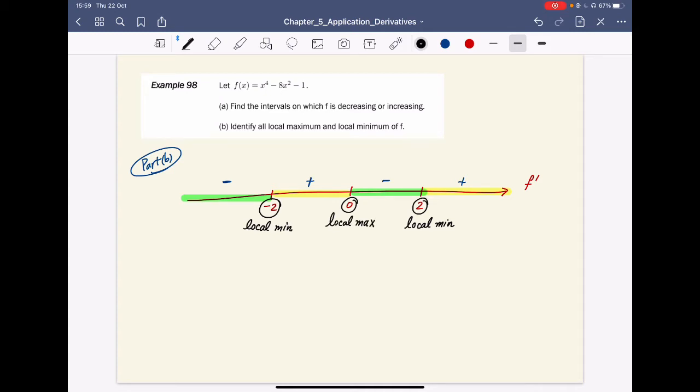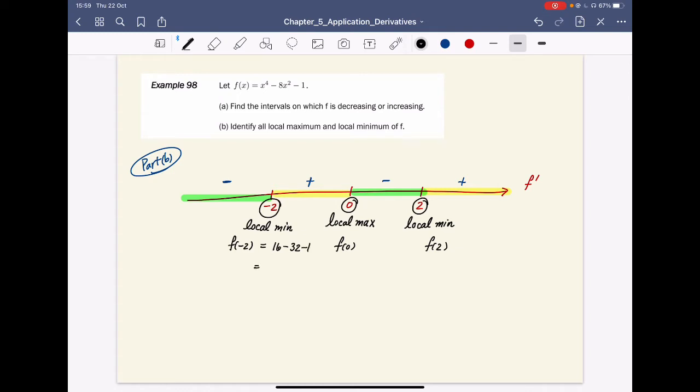All right, so I'm going to compute f(negative 2), f(0), and f(2). So f(negative 2) is going to be 16 minus 32, right? Because 8 times 4 is 32, and then minus 1.